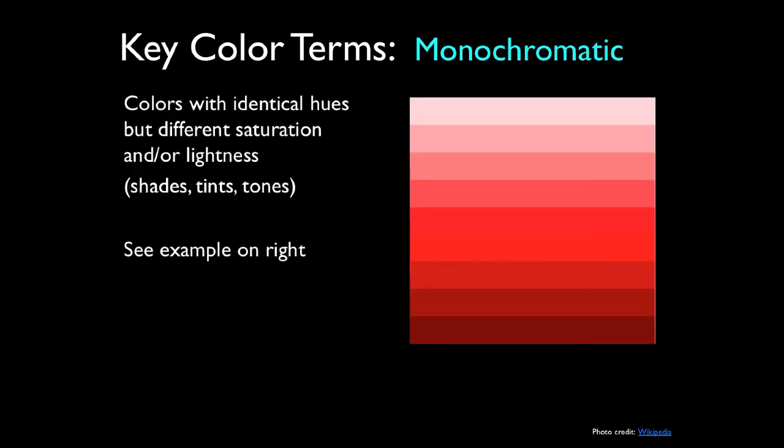Then there's the idea of monochromatic, which is you're dealing with one hue, so one position on the color wheel, but then you're working with different saturations and/or lightness, so as to create different shades, tints, and tones, but all within the same hue, such as the red monochromatic study you see on the right.